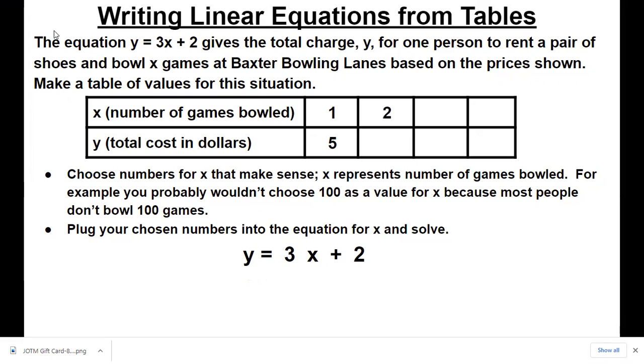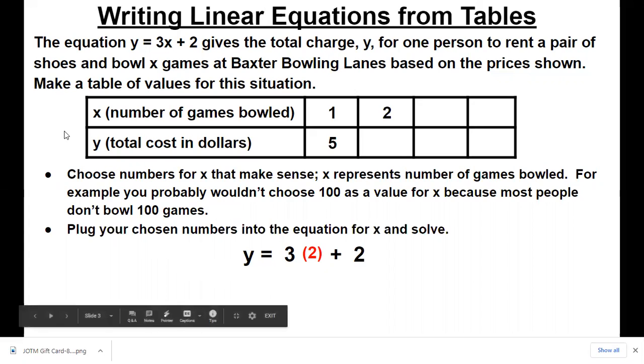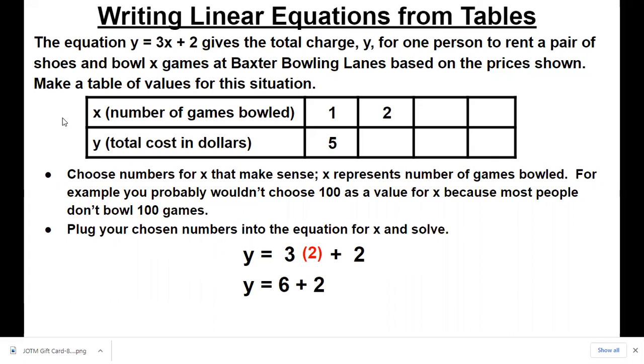What if we bowled 2 games? Let's put the 2 in there for the x. Remember, you do multiplication first. So first we do the 3 times the 2. That would give us 6, and then we have the plus 2 yet. So 6 plus 2 is going to be 8. So it would cost us $8 if we bowled 2 games. Notice how the $2 is only a one-time fee versus we're paying $3 for the first game and $3 for the second game.